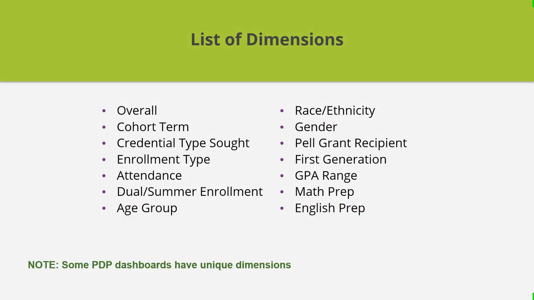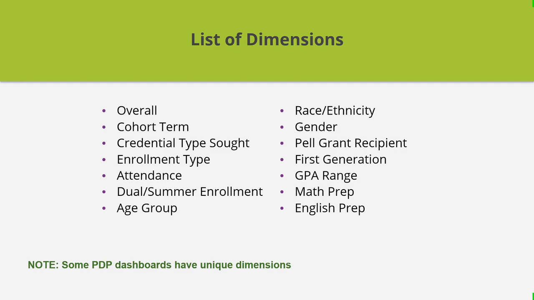Here is the list of dimensions common across all PDP dashboards. Overall is the default dimension and does not segment the population. Cohort term segments students by the academic term that the student enrolled at your institution. Options are fall, spring, summer, and winter. Credential type sort is the credential that the student is seeking. The options include certificate seeking, associate seeking, and bachelor's seeking. Attendance, which is a measure of intensity, segments by full-time or part-time student status.